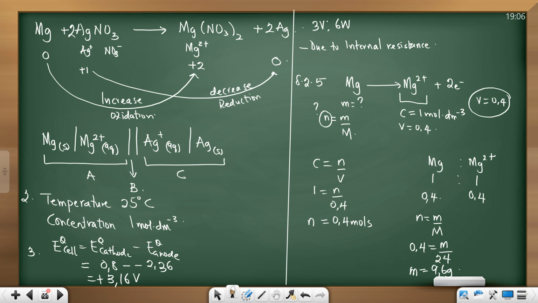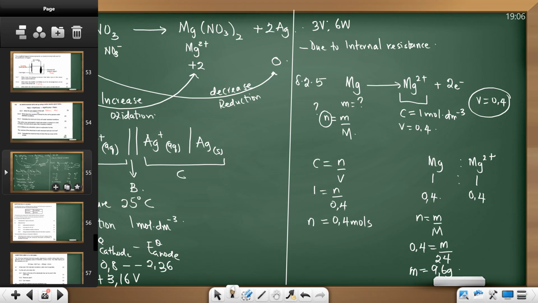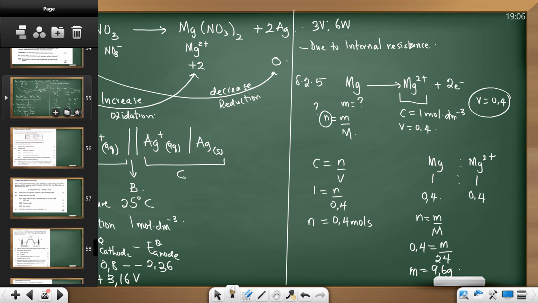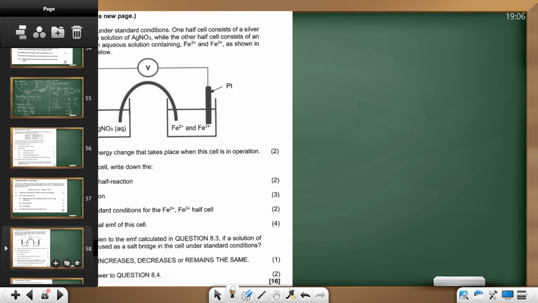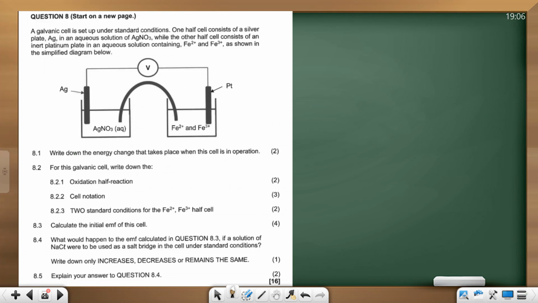Okay, beautiful. Let's answer one more galvanic, and then look for one stoichiometry on electrolytic. And then we'll be done, guys. The rest is just for you to apply. The galvanic I want us to answer, let's see. This one.